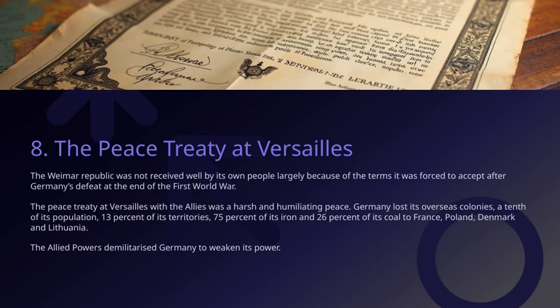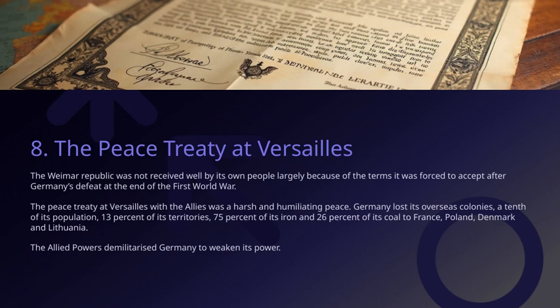Additionally, Germany had to give up a tenth of its population and about 13% of its territory. This included losing 75% of its iron resources and 26% of its coal. These resources were vital for the economy, and they were handed over to countries like France, Poland, Denmark, and Lithuania.